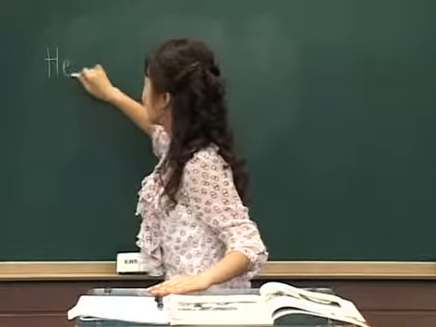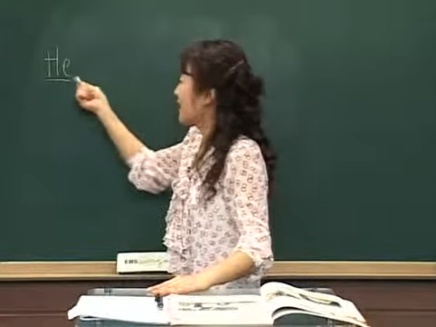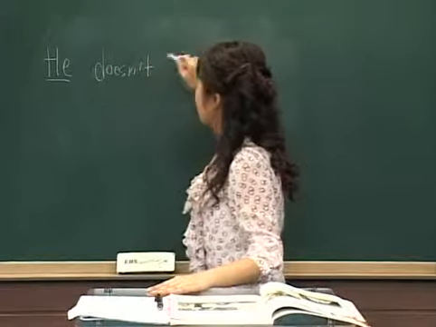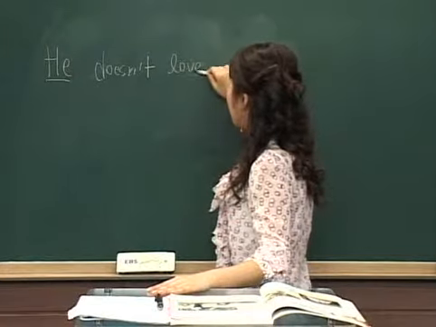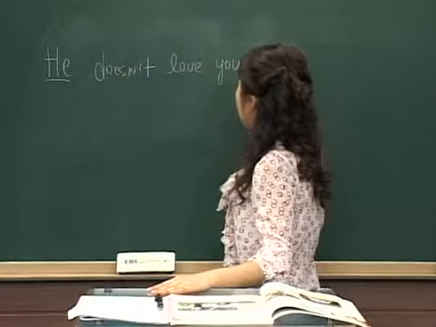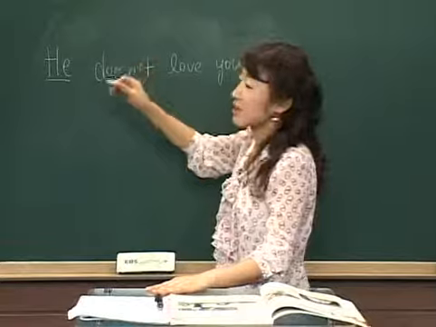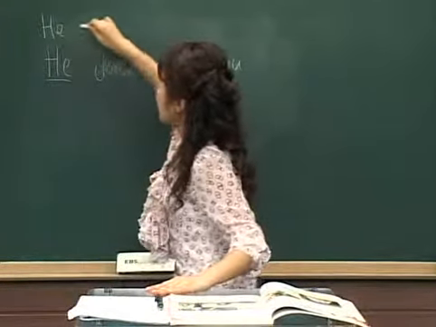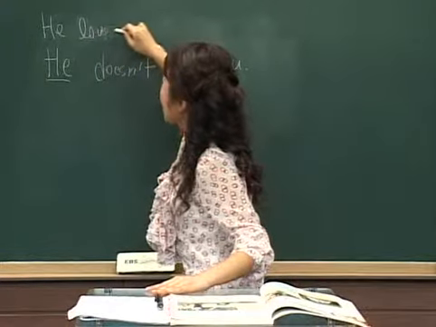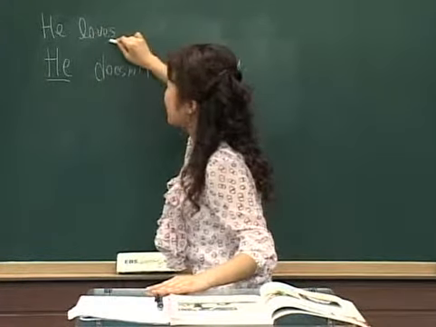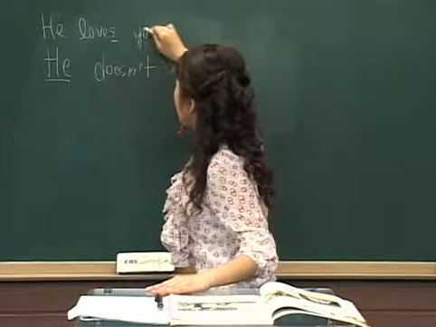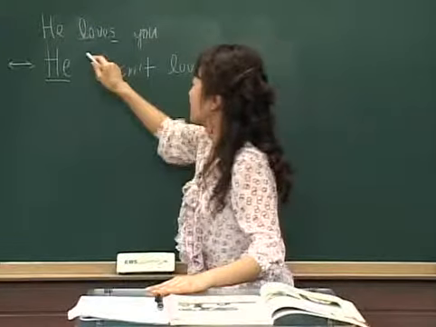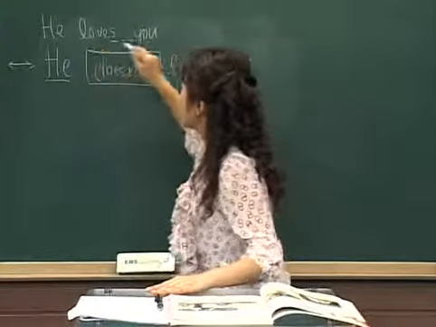He, third person singular. Then we put doesn't love you. Okay, the original sentence may be like the affirmative form. 그는 너를 사랑해 would be he loves. That's right. Do you still remember this S? Loves you. But the opposite, which is the negative, would be he doesn't. You put this doesn't love you.